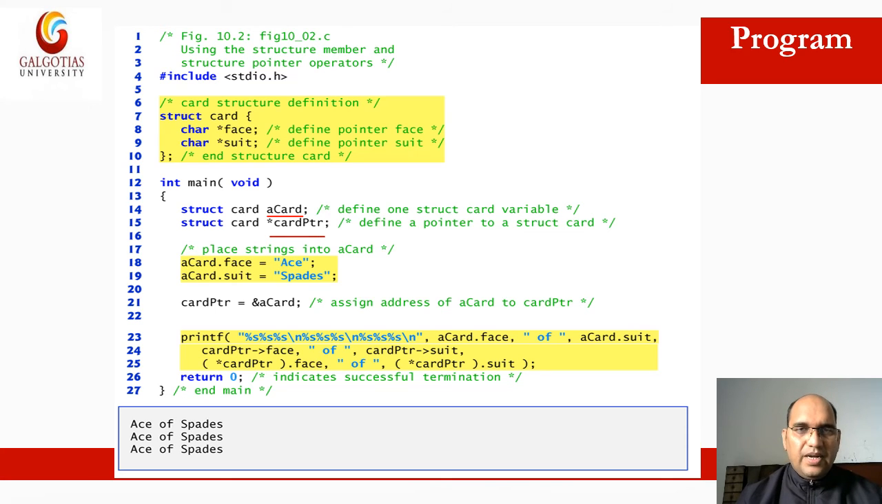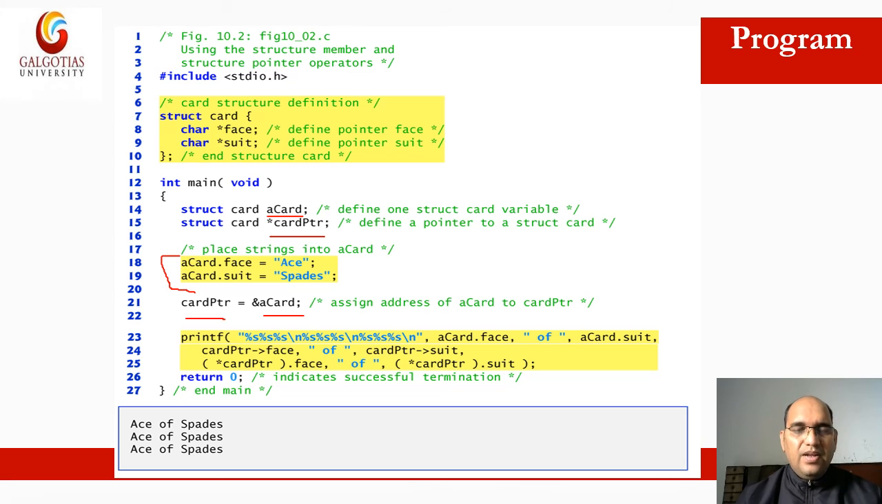So now coming to assigning the values. In a card we have assigned the value for face, that is ace, and in a card for suit we have assigned the value spades, right? And then after that, what we have done is we have stored the address of this particular structure variable in the card PTR, right? So how have we done it? The address of a card. So a card is a normal structure variable, and with this special operator we find the address of this particular structure, and then that value is copied into the card pointer, right? So the card pointer is now pointing to the structure a card.